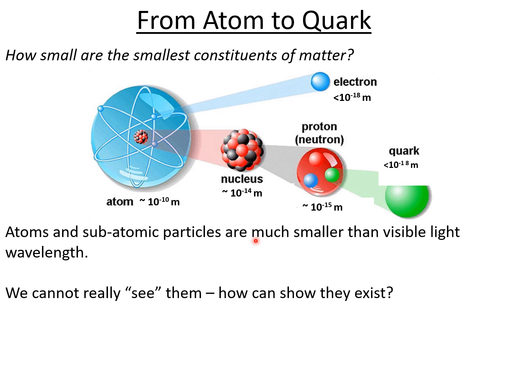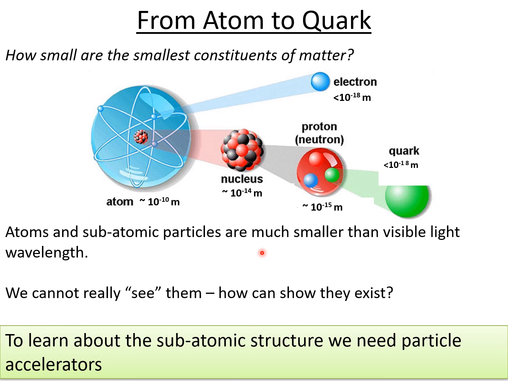Okay, finally, how small are the smallest constituents of matter? So you can see we've got atoms made up of a nucleus. A nucleus is made up of protons and neutrons, and we know that protons and neutrons are made out of quarks. Now we can't really see them, so how can we show they exist? Well, to show they exist, we know that they can interact with each other. We know that we can manipulate them using magnetic and electric fields, and therefore we can use them to change their kinetic energy into some other energy like light or heat.